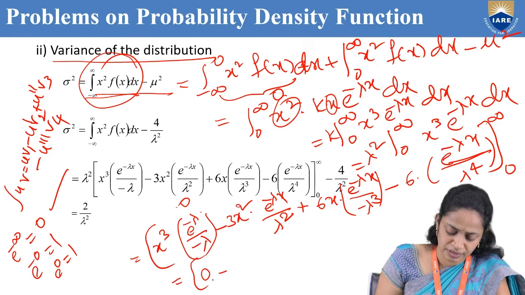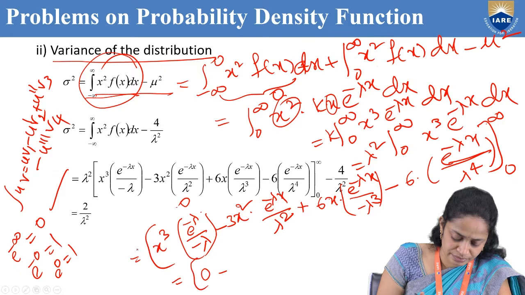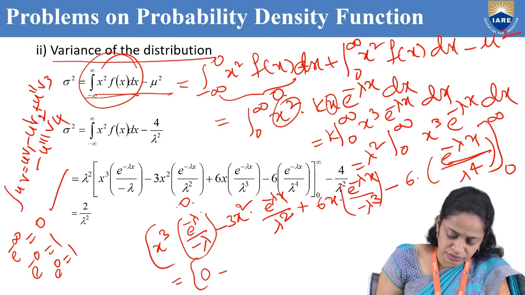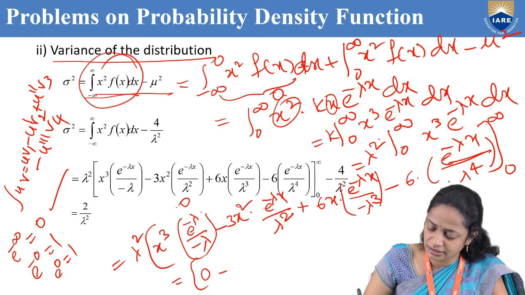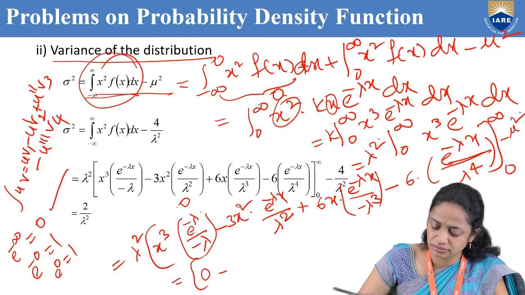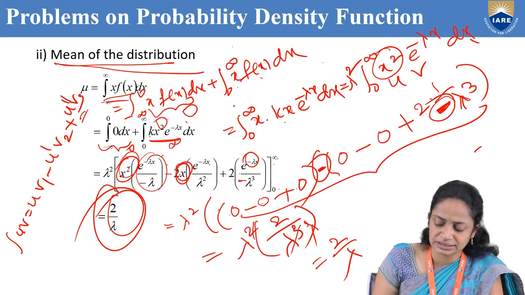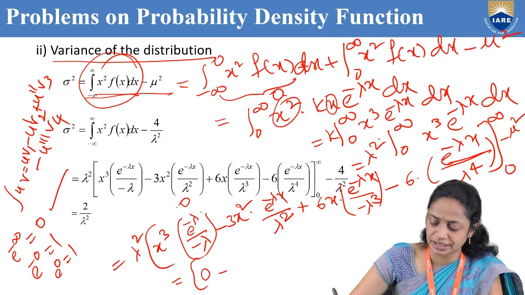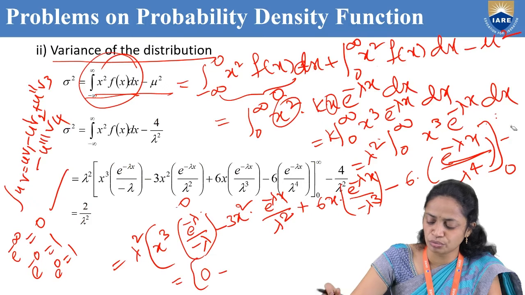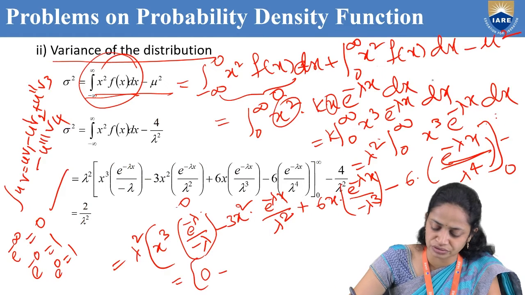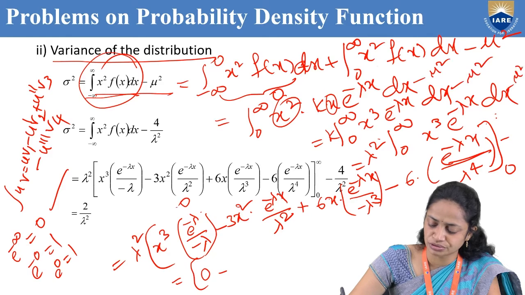Already we have the k value, lambda square. And this is mu square, already we have discussed mu. So what is the mu value? Mu is 2 by lambda, so don't forget this one. So here also we have mu square. This is also mu square. So mu square is nothing but 2 by lambda whole square.